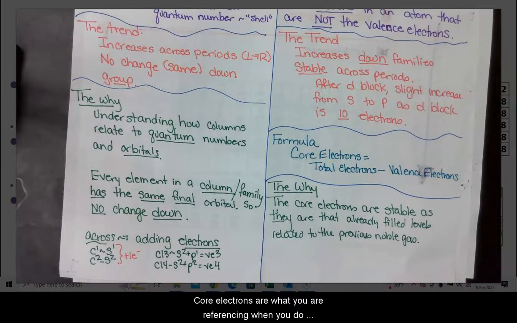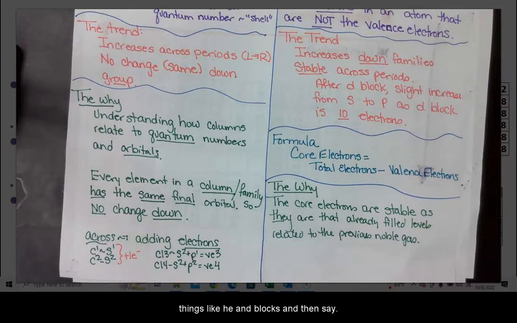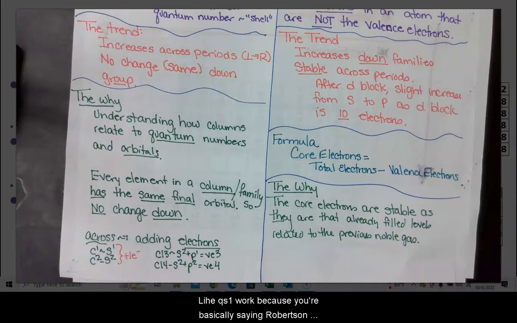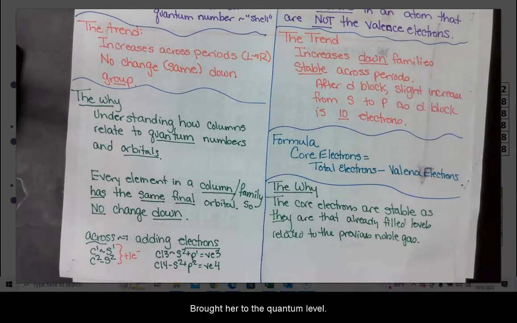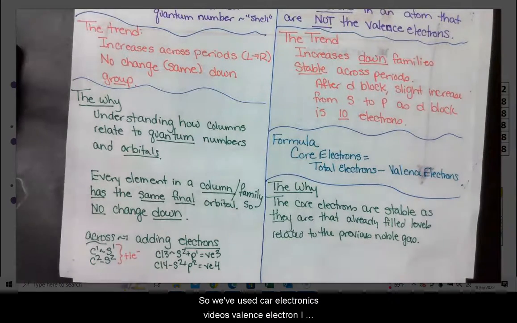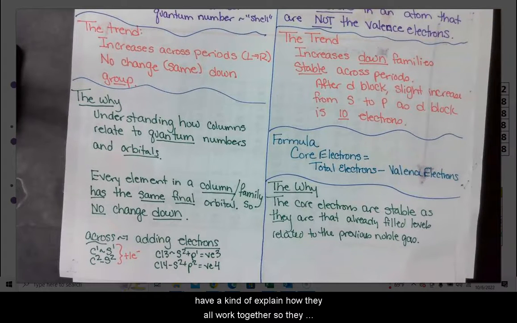These core electrons are what you are referencing when you do things like use the noble gas He in blocks and then say Li. So He 2s1 works because you're basically referencing core electrons plus your valence electrons, or electrons at the quantum level. So we've used core electrons, we've used valence electrons, and now we're trying to explain how they all work together. This shouldn't be a brand new concept if you've been using noble gas configuration.